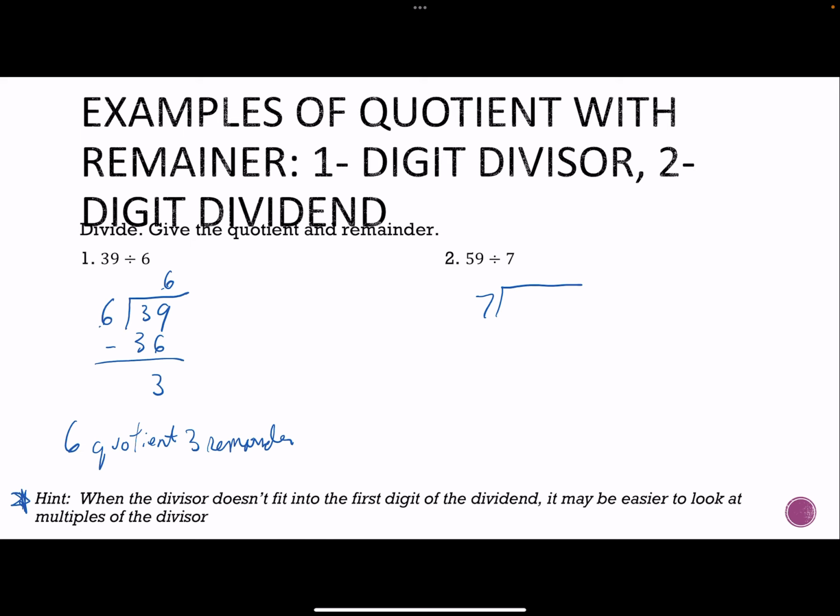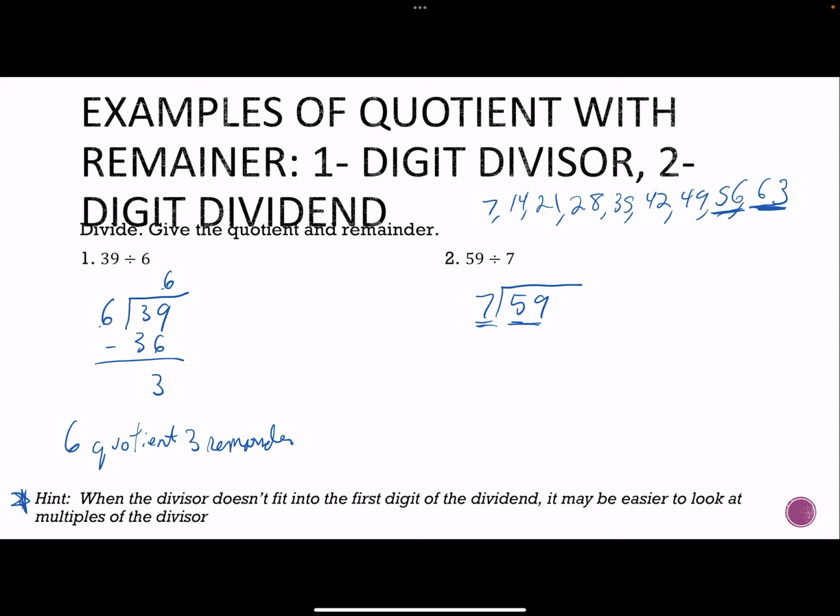Next, I have 59 divided by 7. How many times does 7 go into 5? It doesn't. But how many times does 7 go into 59? Again, looking at multiples of 7. This time I'm going to list them instead of just saying them out loud. So I've got 7, 14, 21. You might already know the answer in your head. 28, 35, 42, 49, 56, almost there, 63. So that's 9 times 7.